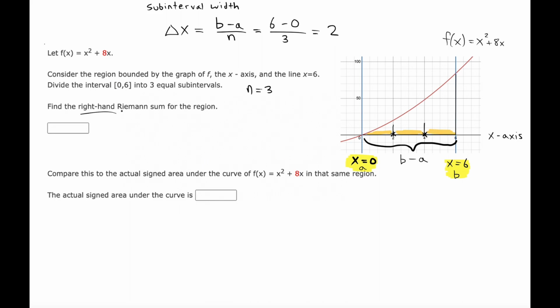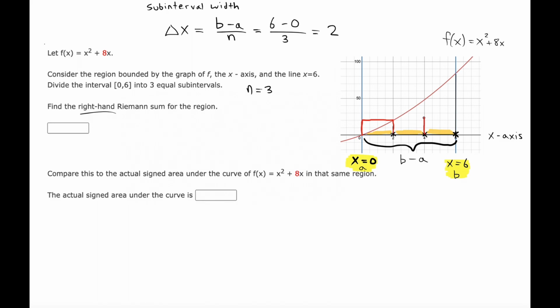Now, since this is a right-hand sum, I need to let the height of the subintervals be determined by the right side of the subintervals. So I'll place these stars at 2, 4, and 6, which are the right sides of the subintervals. Then I'll trace up from there until I hit the function, and then let that height determine the height of my rectangles. Traced up from 2 till I hit the function and let that set the height.